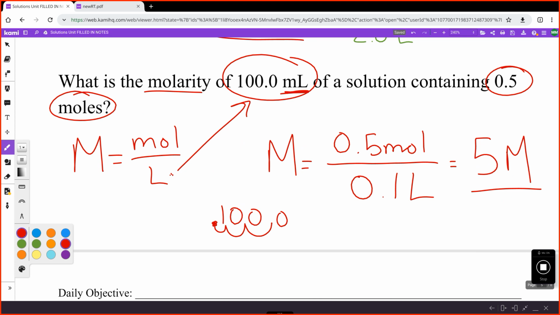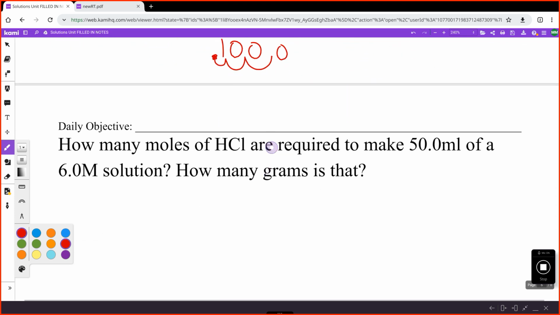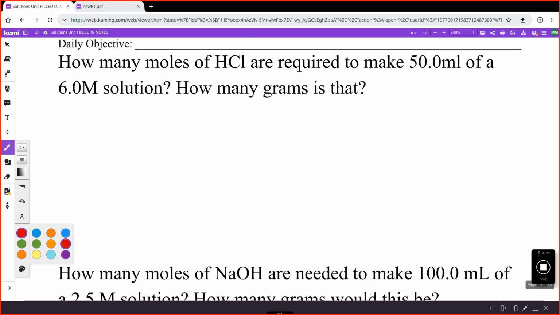They get a little bit more complicated when we start adding grams. Because the truth is, you can't make a solution in a lab using just moles. You can't measure moles without measuring grams. So these next three get a little bit more involved. It brings back a little bit of review too.